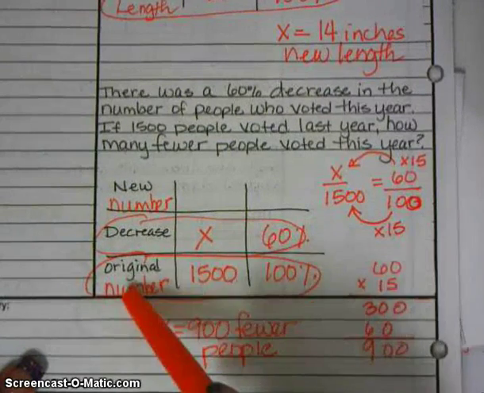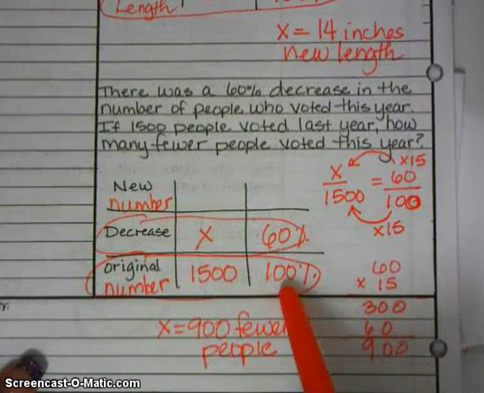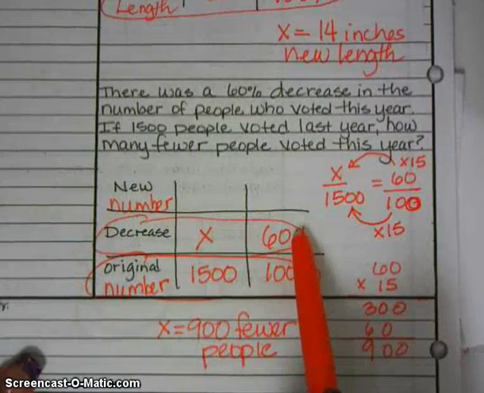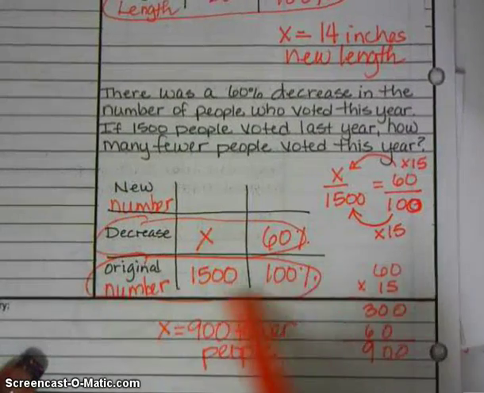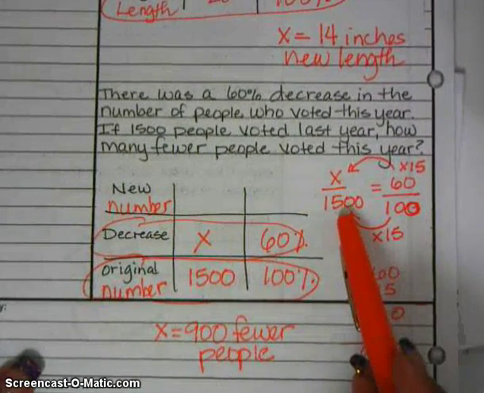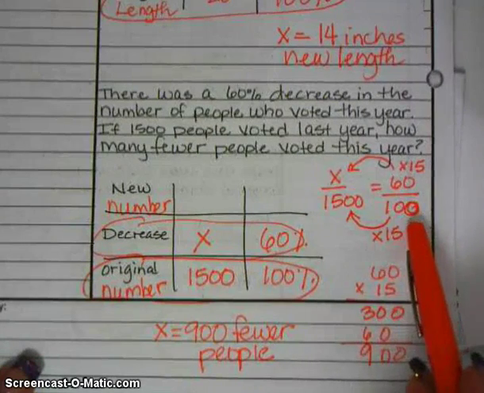Okay, so my original number is 1,500, that's my 100%. I'm looking for the decrease at 60%. And so I'm using these two rows, which I have circled. Okay, so my proportion, x over 1,500, is equal to 60 over 100.